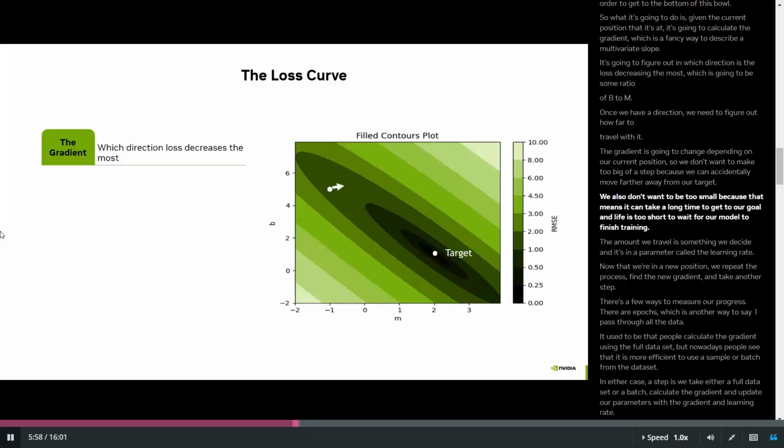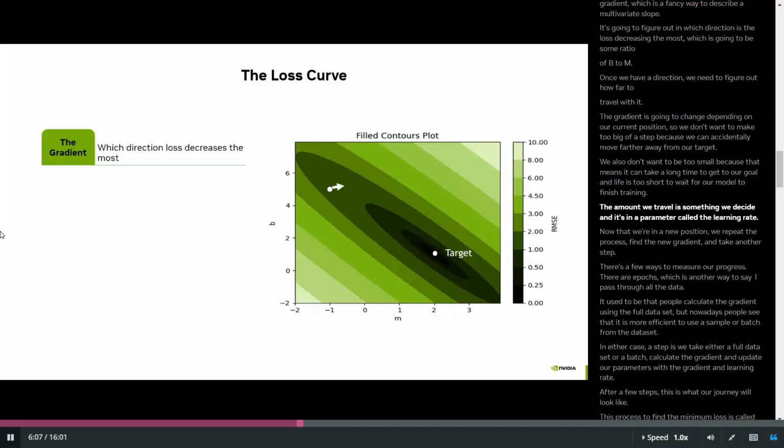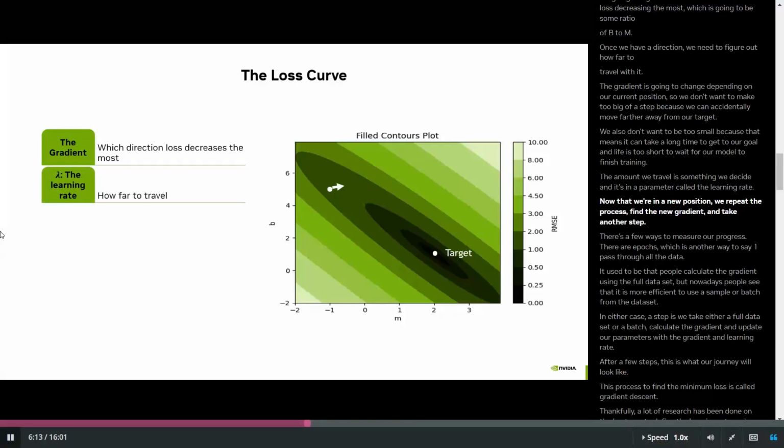We also don't want to be too small because that means it can take a long time to get to our goal, and life is too short to wait for our model to finish training. The amount we travel is something we decide, and it's in a parameter called the learning rate. Now that we're in a new position, we repeat the process, find the new gradient, and take another step.